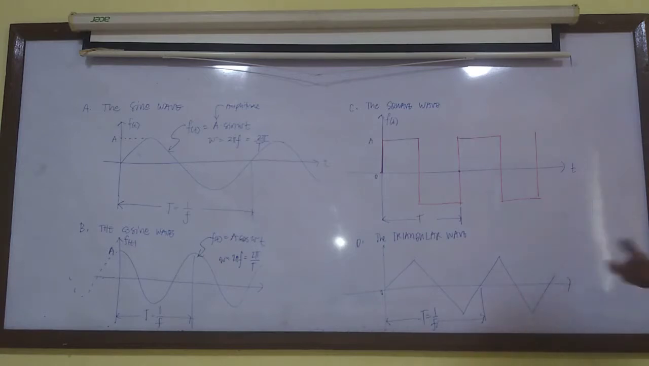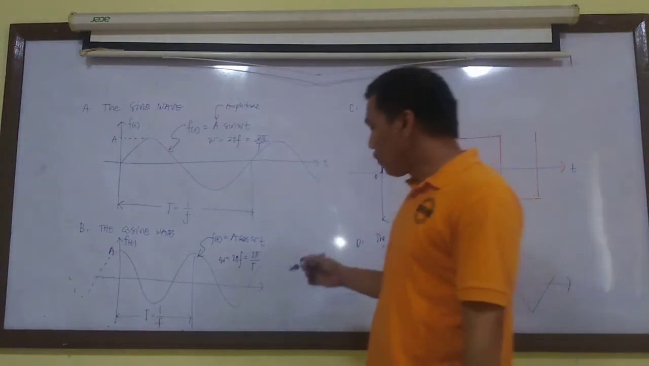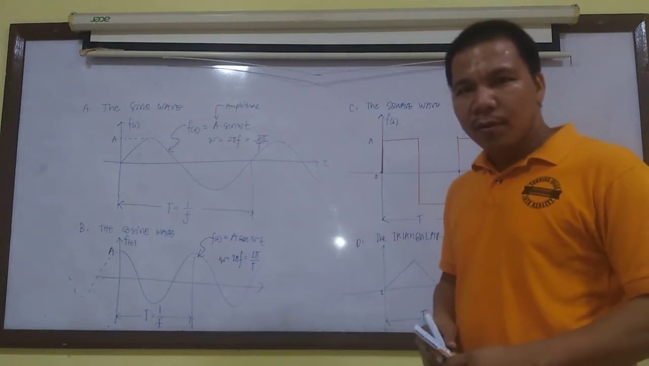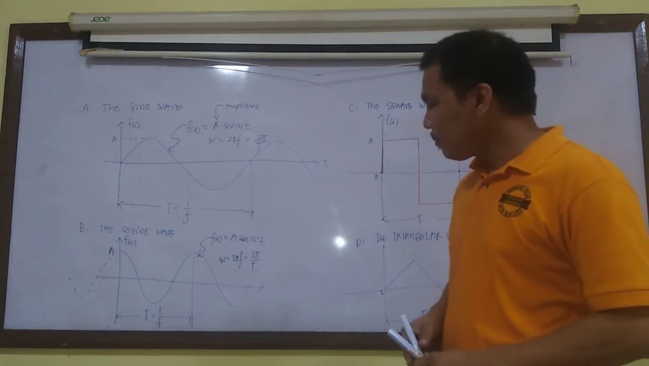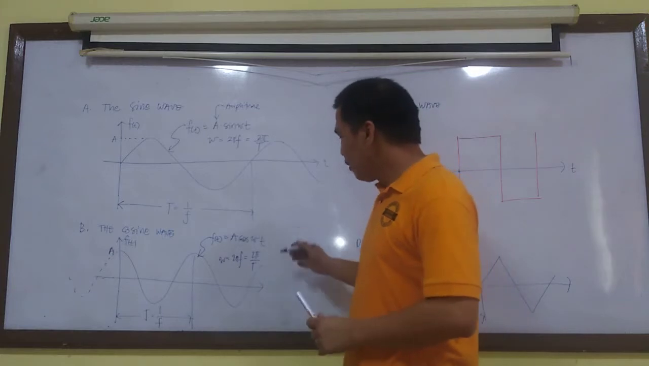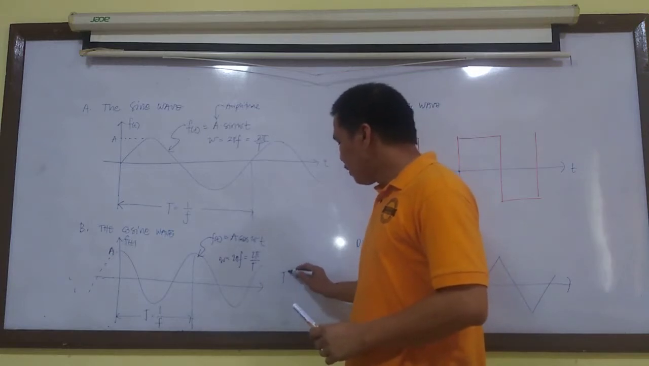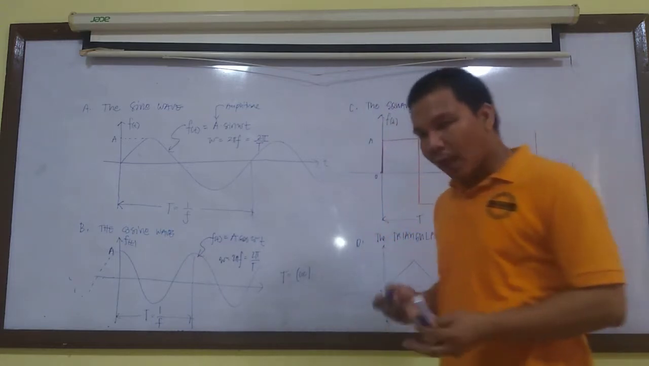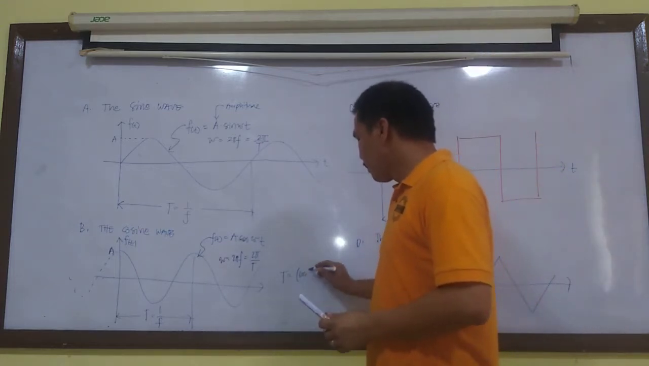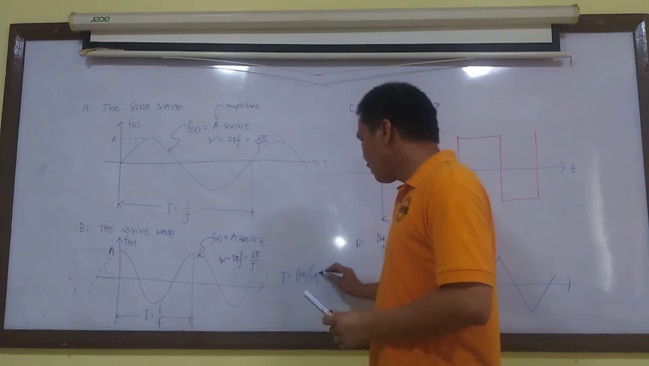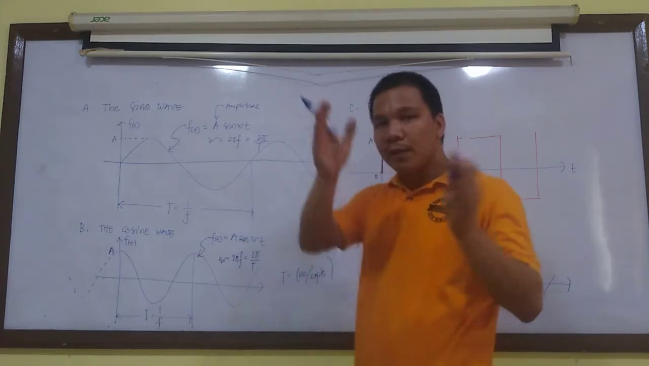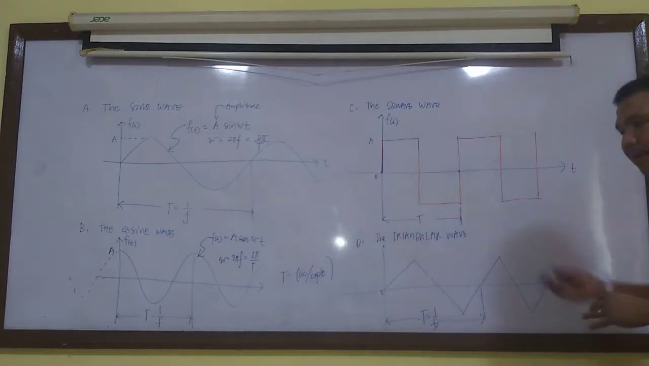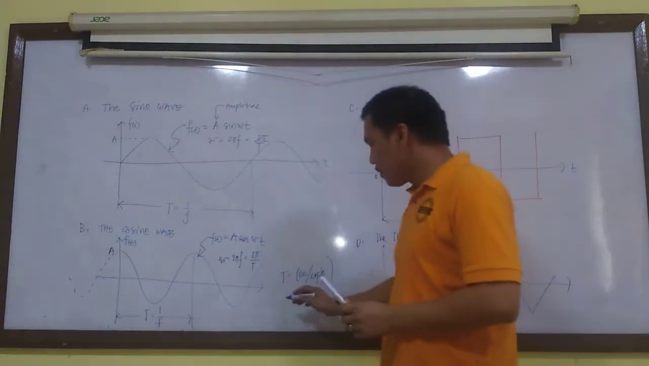Take note, when you say period, what's the unit for period? Okay, period means, the unit is in seconds. Seconds per cycle. So we need to say 1 cycle per second. That's your period. That is equivalent to hertz in frequency.